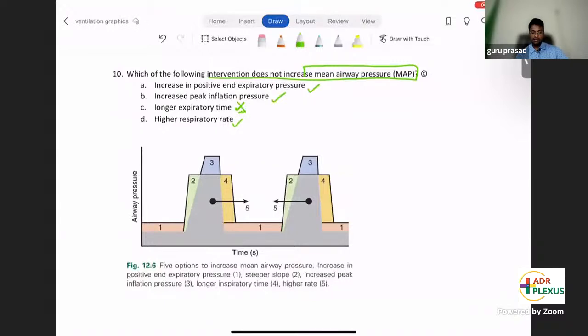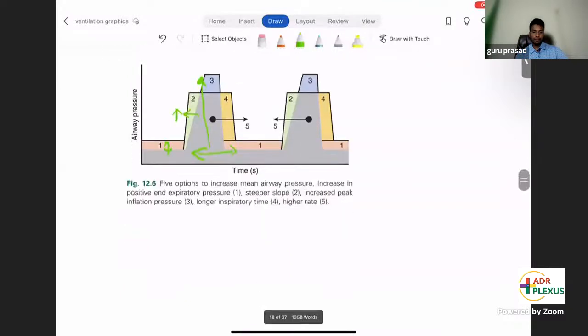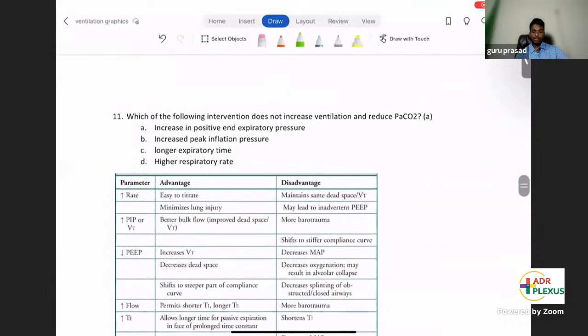Why? Because see in the graph, you can increase PEEP, you can increase the flow, because if you increase the flow, it will change from sine wave to square waveform. Other thing is you can increase the PIP. Other is increase the TI. And other is the increase in the rate. But important thing, remember, with higher respiratory rate, usually inspiratory time is fixed and expiratory time becomes shortened. So on the whole, the baby's inspiration time is relatively more. That is why you will have a higher mean airway pressure. Very good. Now moving on to the next question.